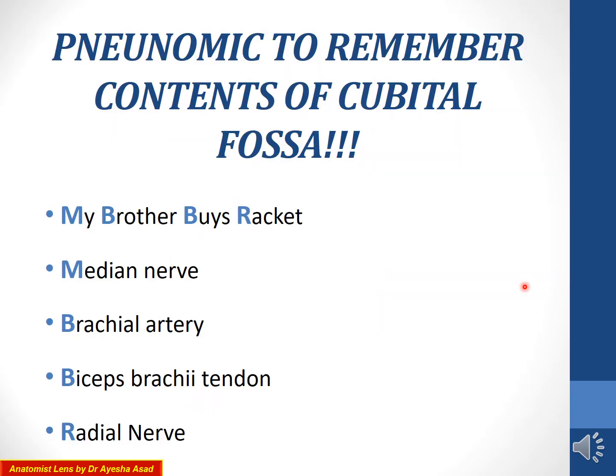The mnemonic to remember the contents of cubital fossa is my brother buys bracket, MBBR: median nerve, brachial artery, biceps brachii tendon and radial nerve.